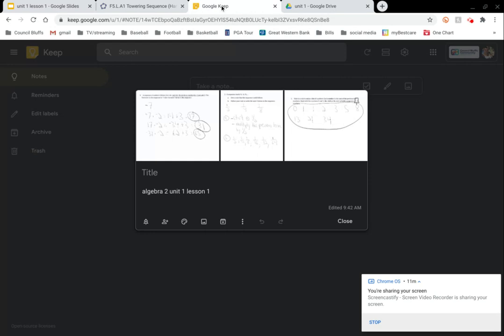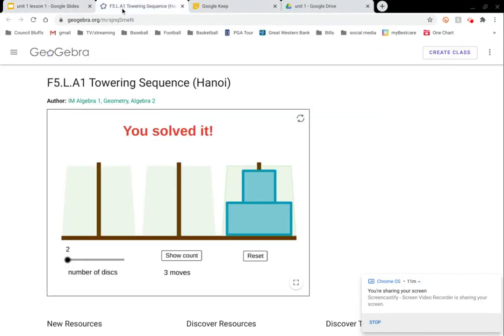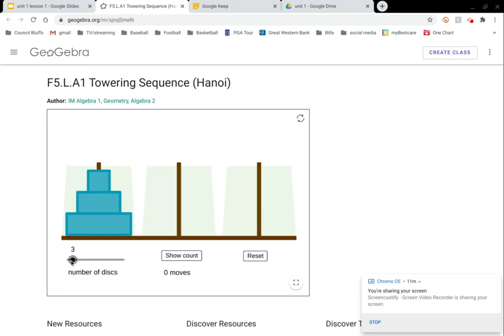And we want to think about what patterns you notice. So what I would like you all to do is to pause this video and play around with this puzzle. I just solved it with 2 disks for you. I want you to try it with 3 disks. I want you to try it with 4 disks. And if you really want to challenge yourself, try it with 5 disks and see if you can solve it, and track the number of moves it takes and see if you notice a pattern. So pause this video, play around with this game, and then come back to this video.